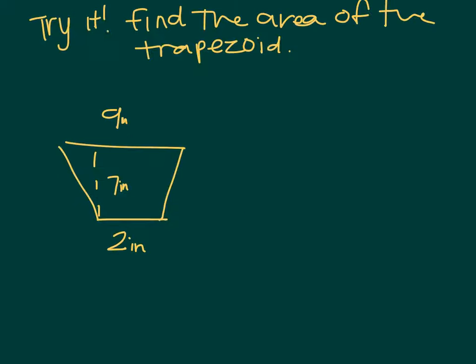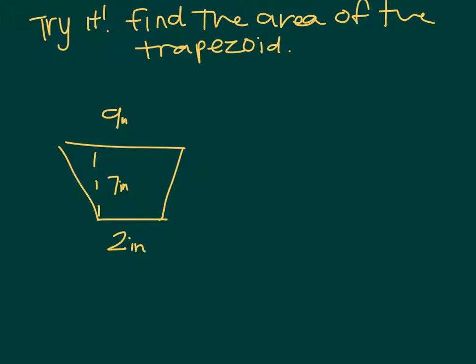Let's go ahead and give you a try-it problem. Go ahead and find the area of this trapezoid. You've got 9 inches, 7 inches, 2 inches. Use your formula from your notes page to solve. Okay, let's go ahead and solve. Let me write the formula here.